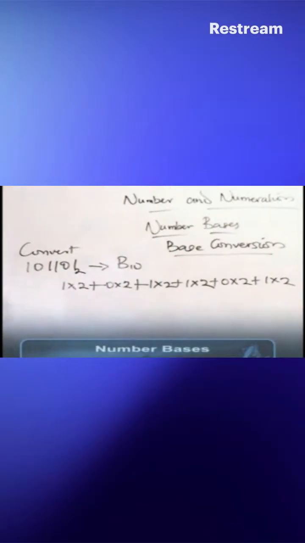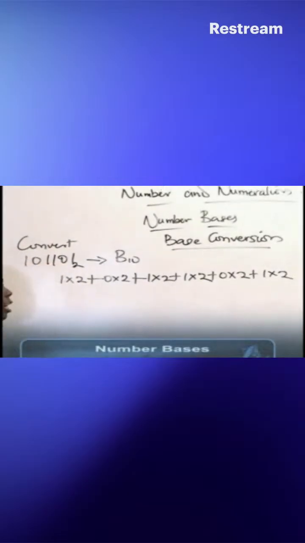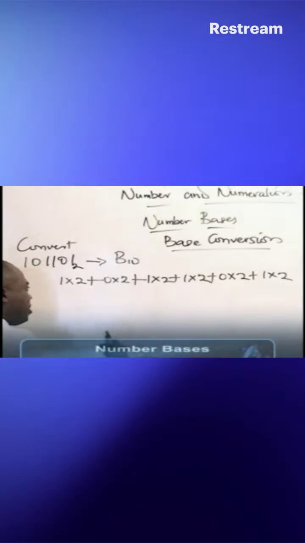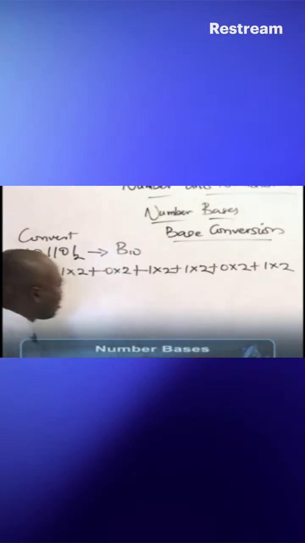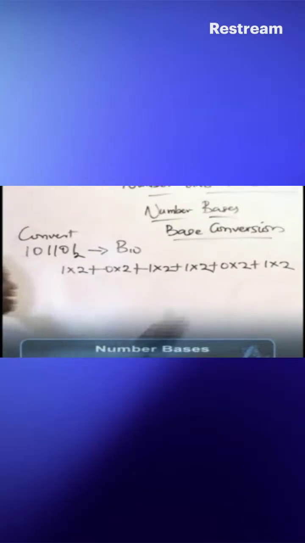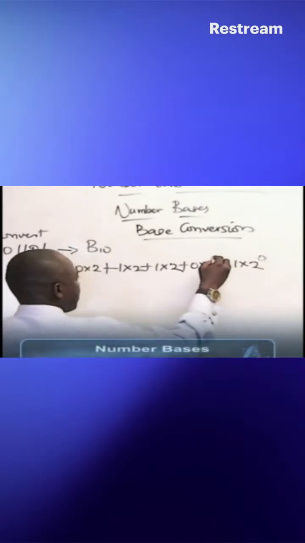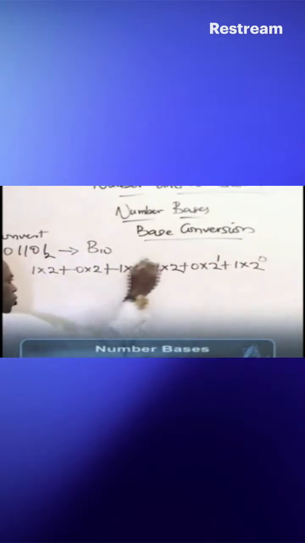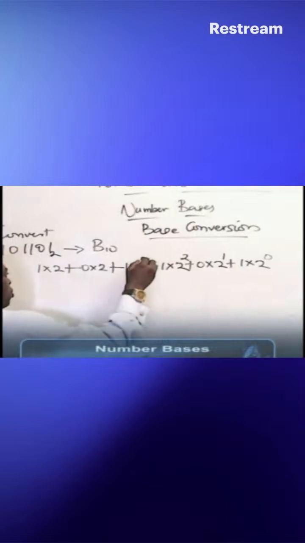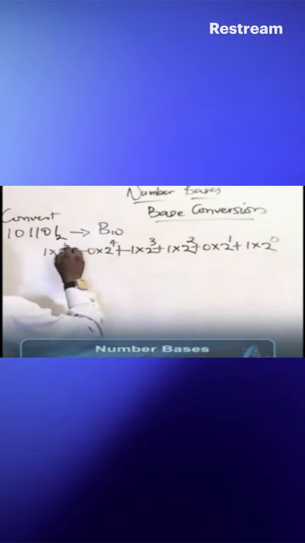Then what you need to employ to get this is, we now start ascribing powers or indices starting from the last 2, and you always start with 0. The next 2 you will put 1. The next 2 you will put 2. The next 2 you will put 3. The next 2 you will put 4. The next 2 you will put 5.